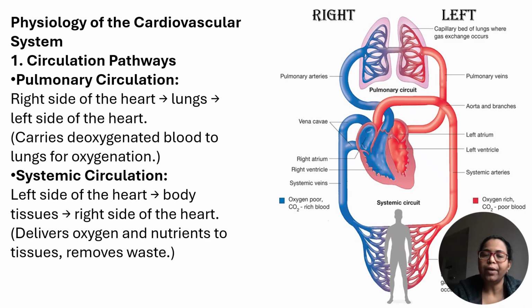So the oxygen delivery happens due to the contraction, through the aorta to the different parts of the body, which is called systemic circulation. So the left side of the heart is responsible for the systemic circulation, and the right side of the heart is responsible for the pulmonary circulation.